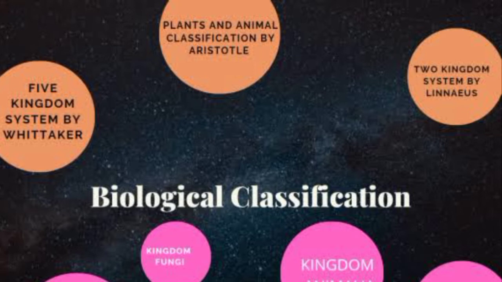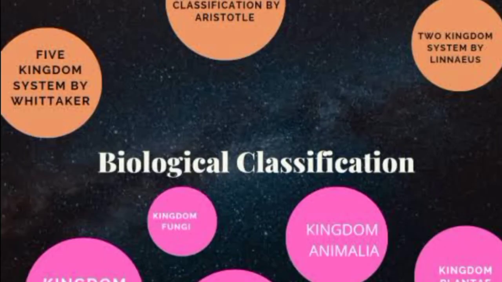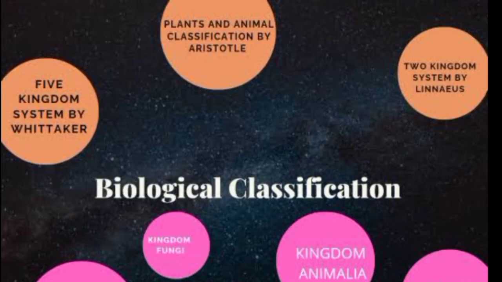Most fungi are saprophytes and absorb soluble organic matter from dead substances. Some are parasites. Some live as symbionts. Example, lichens, fungi plus algae, and mycorrhiza, fungi and roots of higher plants.